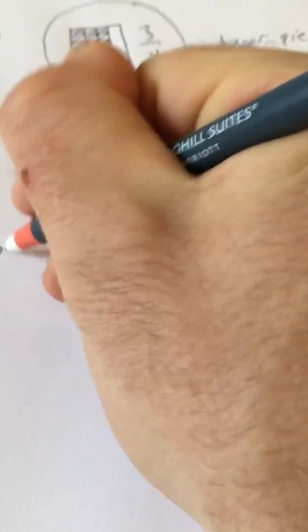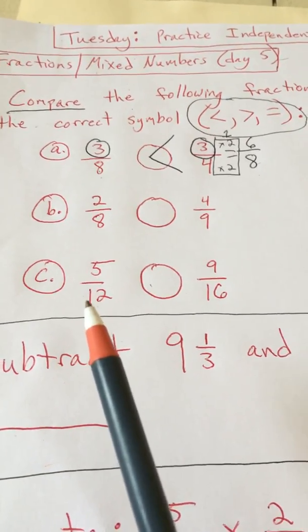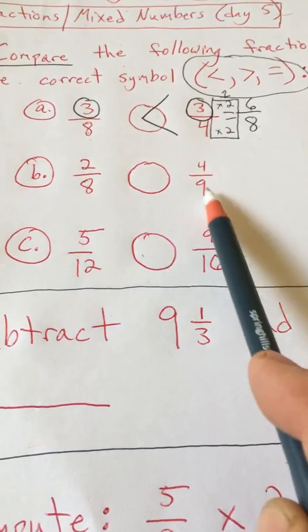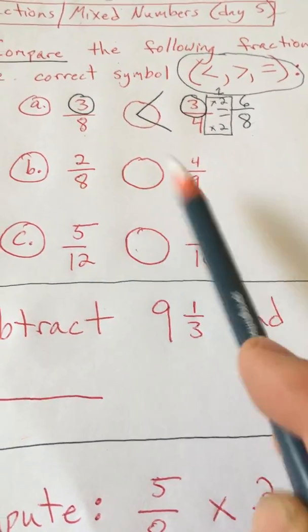Okay, let's go to B. So I'm going to make some space for B. Plenty of room here. It says 2/8 or 4/9. Which one is greater or less than the other? So we have 2/8 and 4/9. We could make the denominators the same, but we're going to have to multiply all the way up to 72 in order to do that.